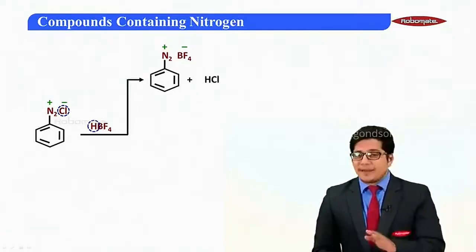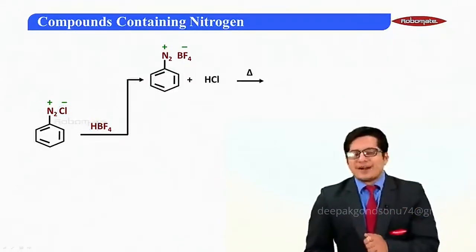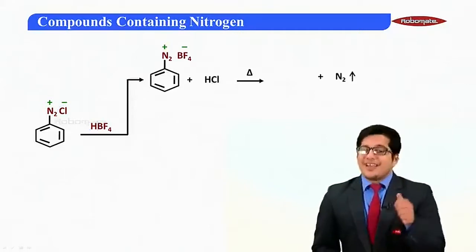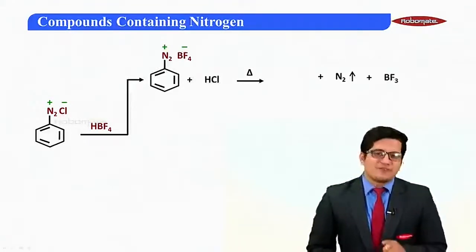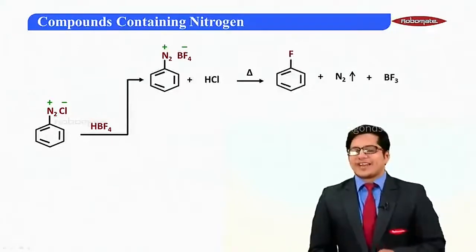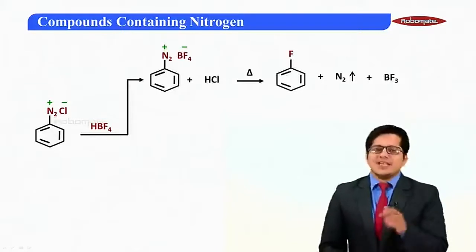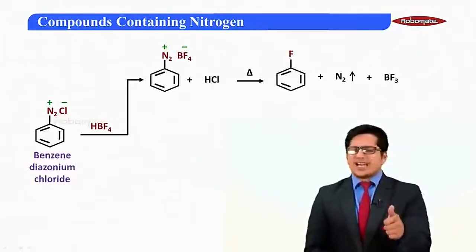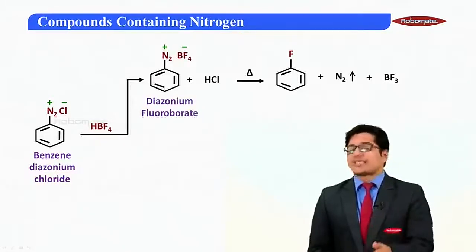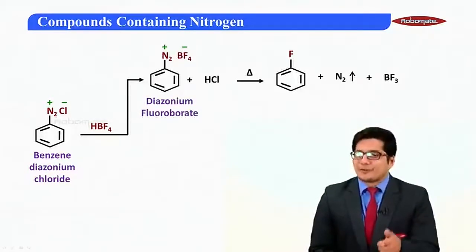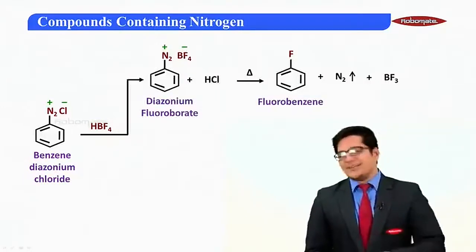When this compound, an intermediate compound, is heated, N2 is liberated. Along with this, you get BF3, and finally you get benzene attached to fluorine, that is fluorobenzene. So what we can say? Benzene diazonium chloride getting converted into an intermediate product called as diazonium fluoroborate, finally giving you fluorobenzene.